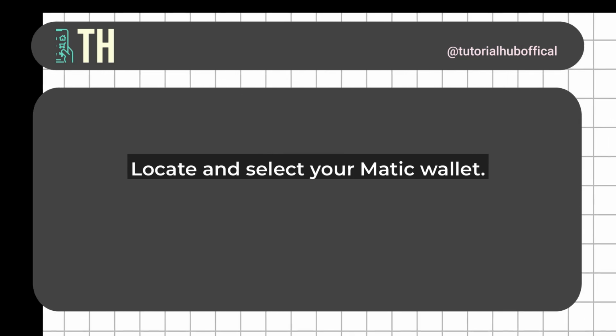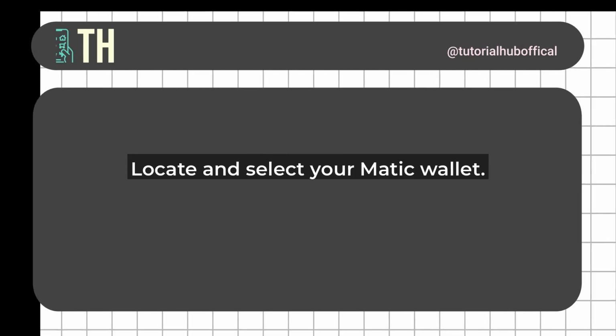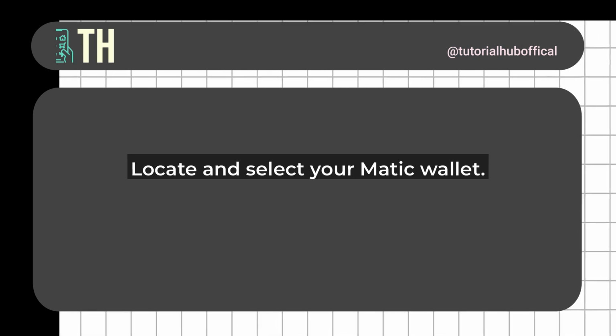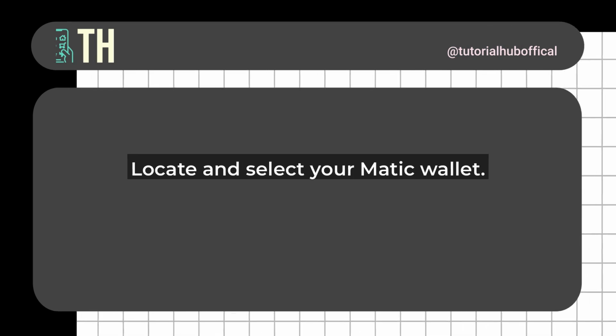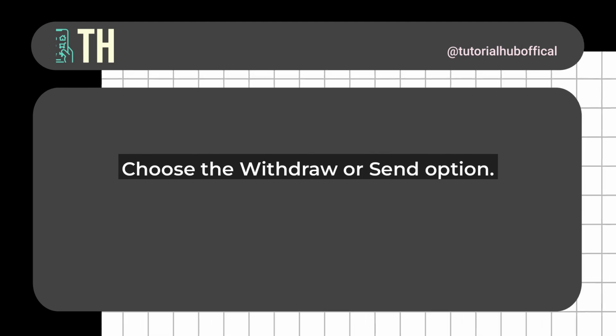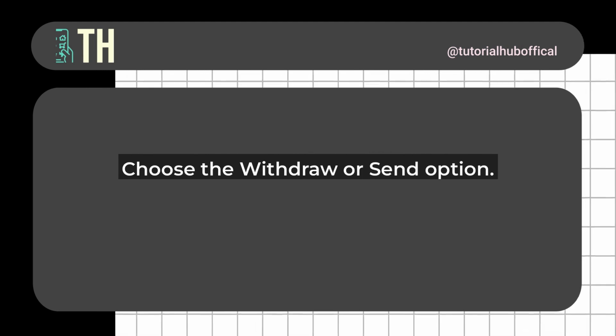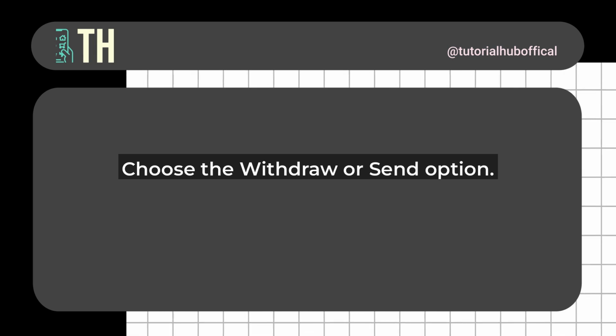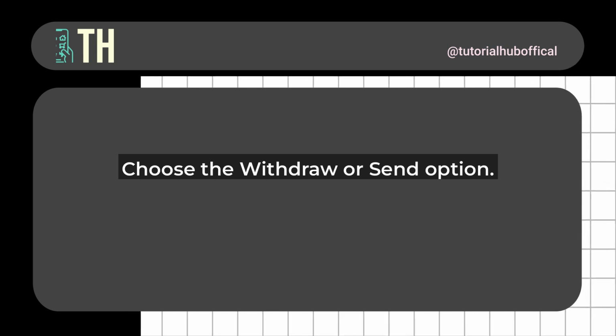First things first, make sure you have accounts set up on both Coinbase and Uphold. Start by logging into your Coinbase account on a secure device. Once you're in, navigate to your dashboard and find your MATIC wallet. It should be listed under your assets. Click on it to access your balance.